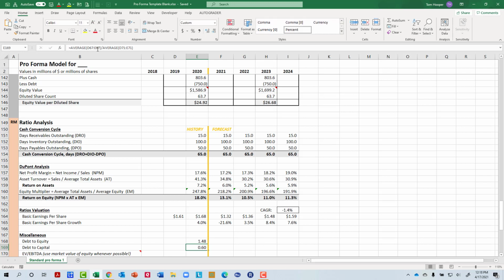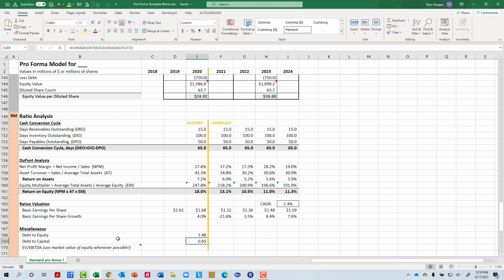So we've got 1.48 and 1.6. And those are just measures of our capital structure. A couple of different ways to look at it. What percentage of our capital structure is made up with debt, and what is the ratio of the debt to the equity. Here again, debt, in that context, meaning total liabilities.